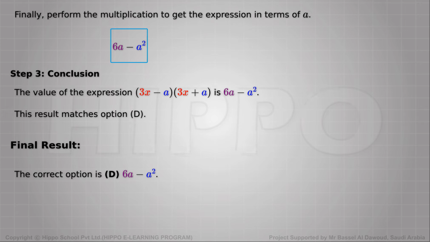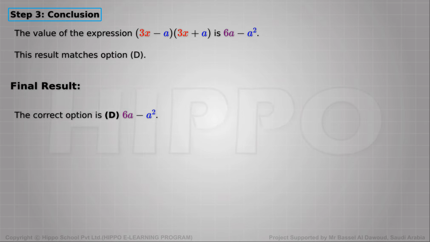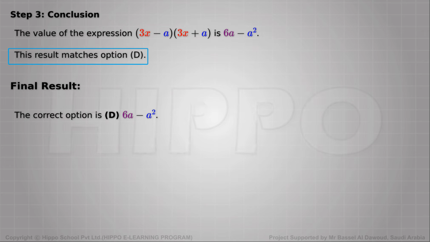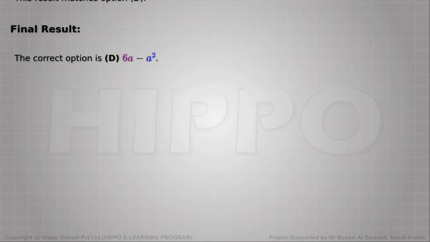So let's conclude. By first using the difference of squares formula and then making a clever substitution, we found that the value of the expression is 6a minus a squared. If we look back at the multiple choice options we were given, our result perfectly matches option D. And that is our final answer. The correct option is D.